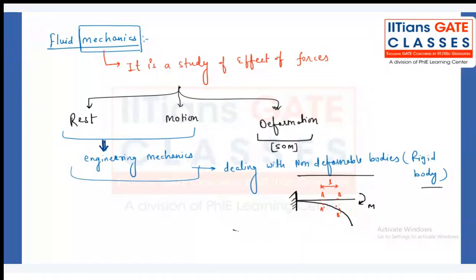Whenever the relative distance between two points of the same body is getting changed, that body will be called what? Deformable bodies, or non-rigid bodies.